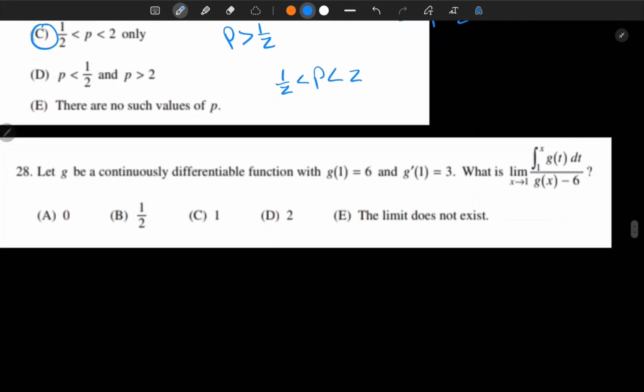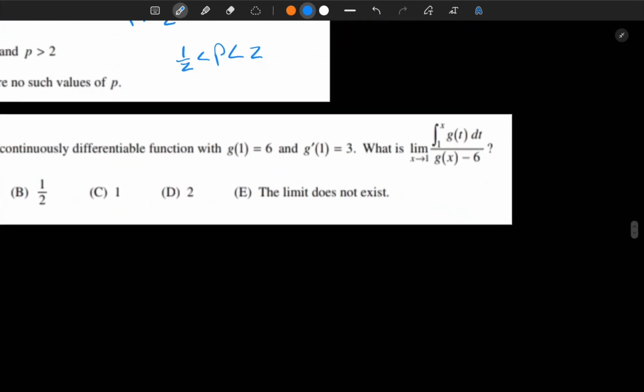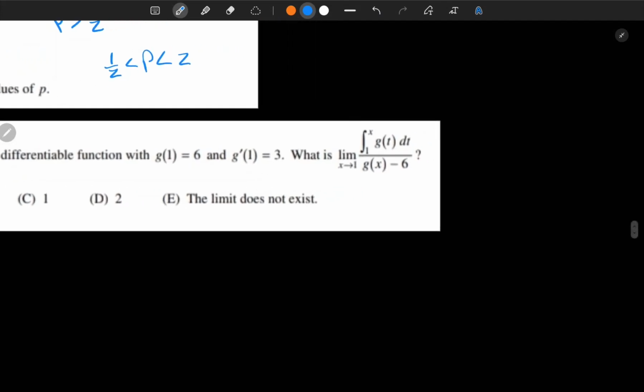Finally, let g be a continuously differentiable function with g of 1 equal to 6 and g prime of 1 equal to 3. What is the following limit? Let's plug in x equals 1 for this limit. The denominator is equal to 0 because we get g of 1, which is 6, minus 6. And in the numerator, we have the integral from 1 to 1, and that's always equal to 0. So we get 0 over 0.